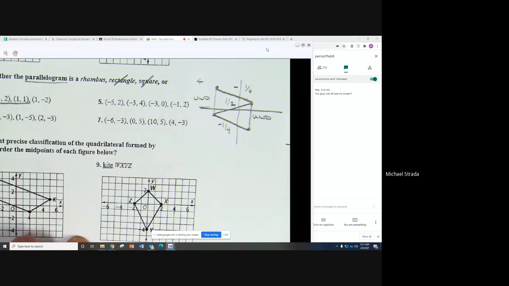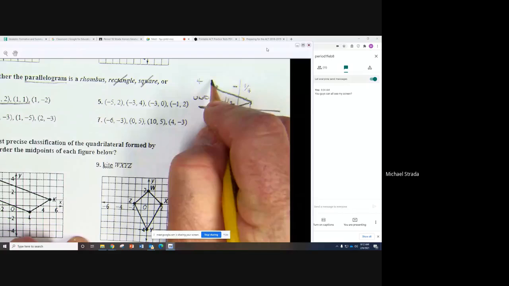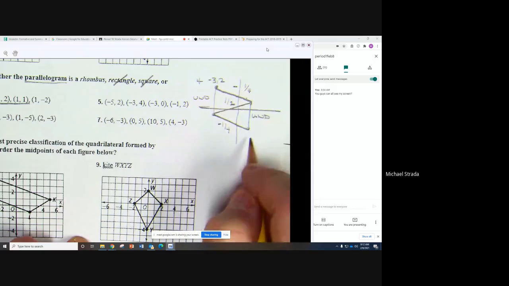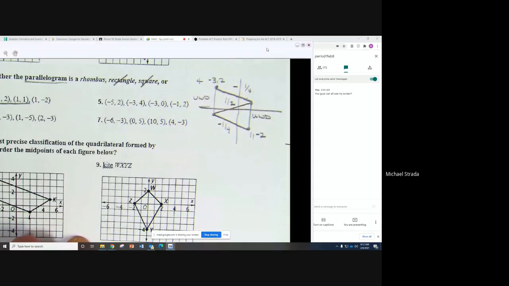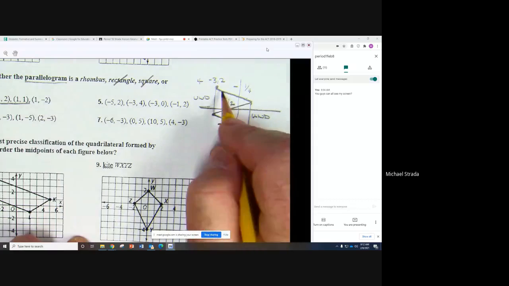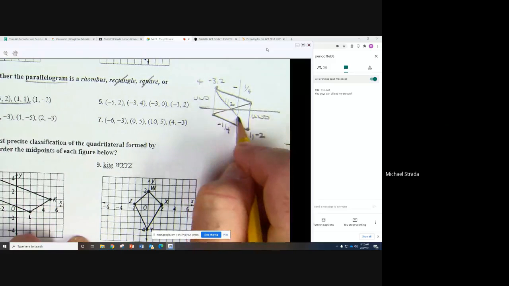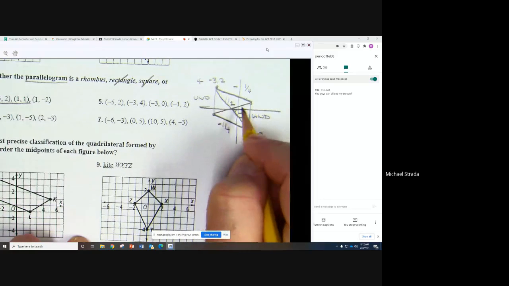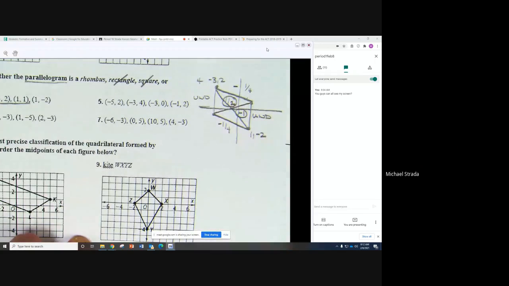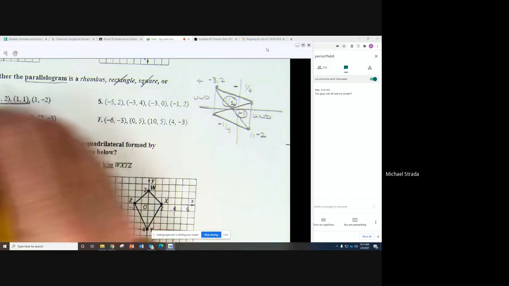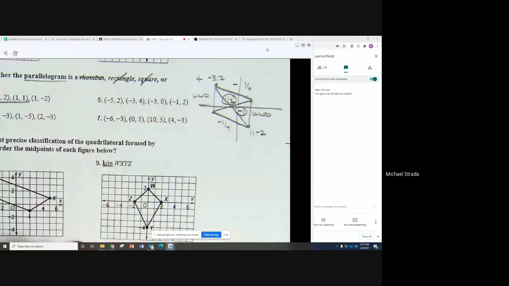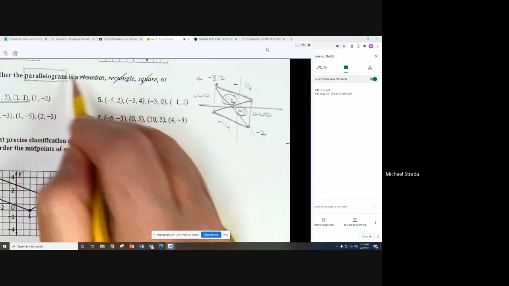All right, I then need to do the other diagonal, which is going from -3, 2 over to 1, -2. It's going down 4 and over 4, so that has a slope of -1. Great numbers, but are they negative reciprocals of each other? No, so it can't be a rhombus. Therefore it is simply a parallelogram.